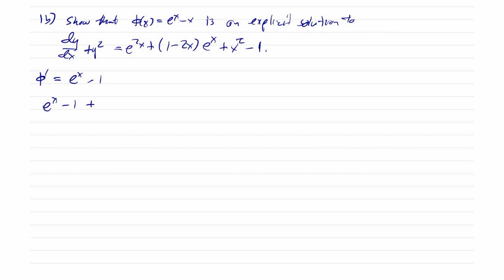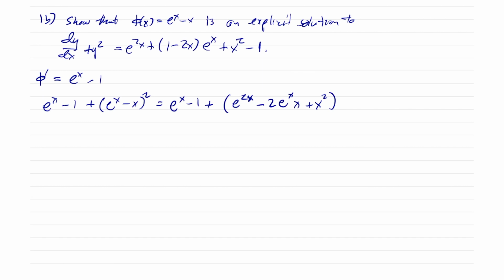And now we're adding plus phi squared, right? So it's going to be e to the x minus x squared. Now what we're hoping is that we can work this into something like this. So at this point, I'm just going to ignore the right-hand side and hopefully see if that actually matches up. So we have e to the x minus 1 plus, here we're going to have e to the x squared, so e to the 2x, minus 2e to the x times x, and then plus x squared, right? That's what we get.